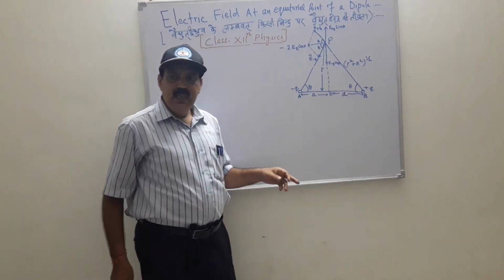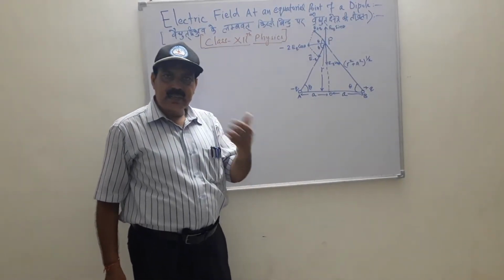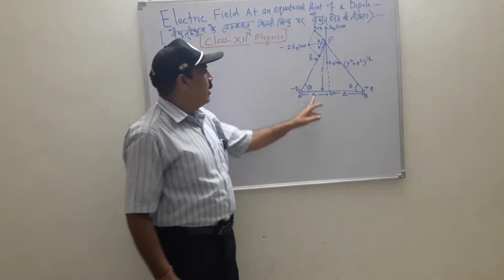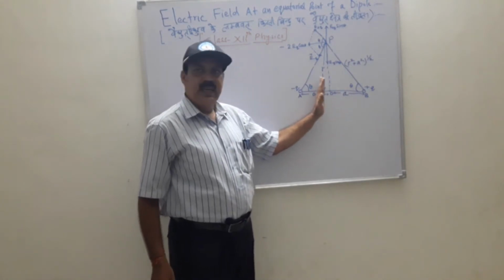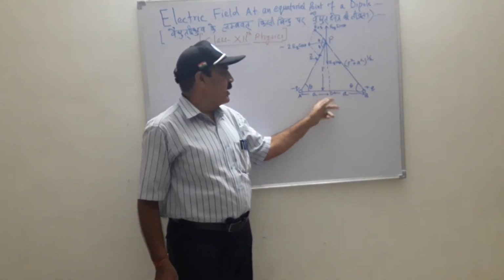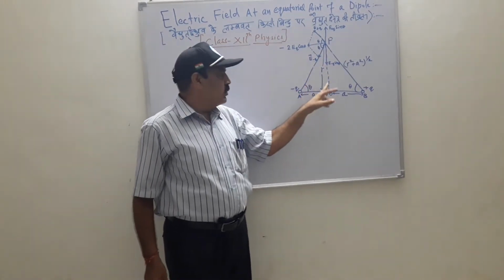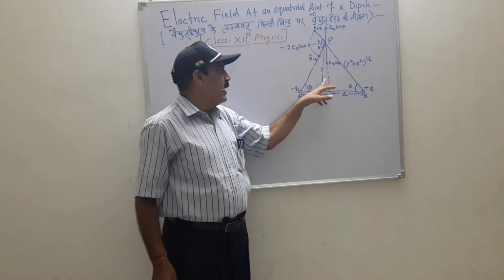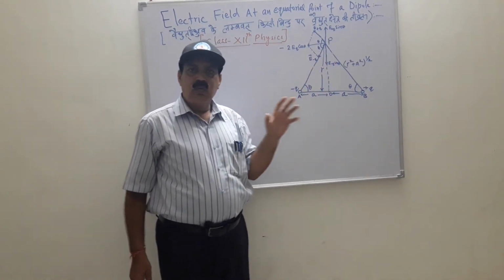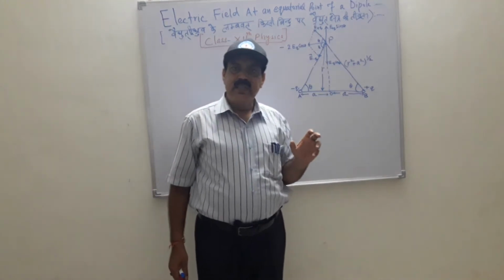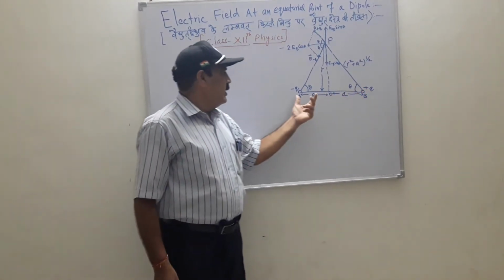Now we will calculate the electric field at a point P, which is at a perpendicular distance from O, normal to the dipole axis. Suppose the distance of this point P is r. At point P, we will calculate the electric field intensity due to the two charges plus Q and minus Q.